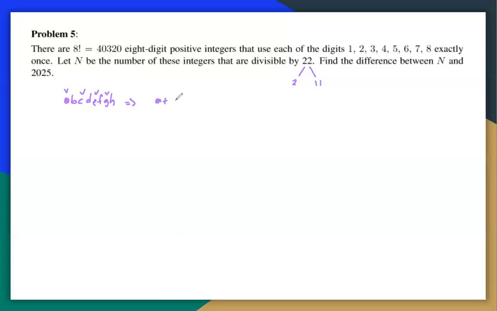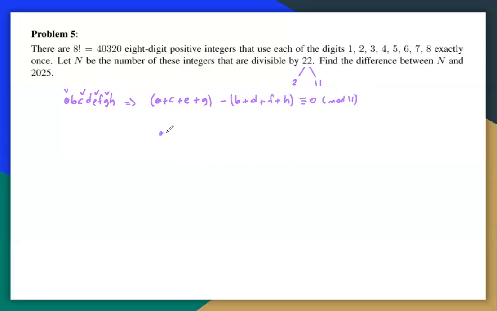So, let's see if this is going to help us. A plus C plus E plus G, whatever this sum is, and then the remaining digits, B, D, F, and H. The difference must be a multiple of 11, so I can say this is 0 mod 11. And what else do we know? We are using 1 through 8 exactly once, so if I add all these digits, A through H, the total will be 36.